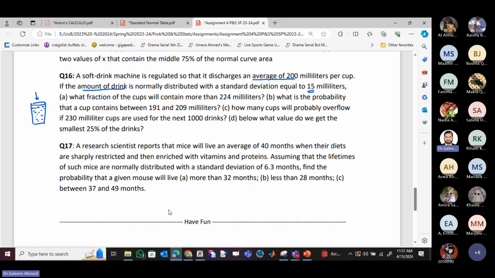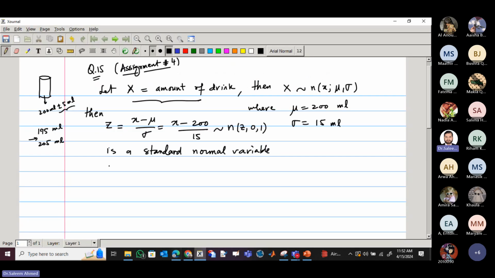The first question is, what fraction of cups will contain more than 224 milliliters? So are there any cups that contain more than 224, right? Greater than 224. If I draw the normal curve, 200 is in the middle, so 224 will be somewhere here. So I'm asking you this.